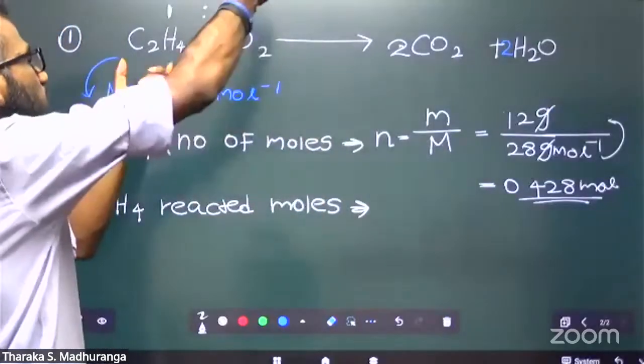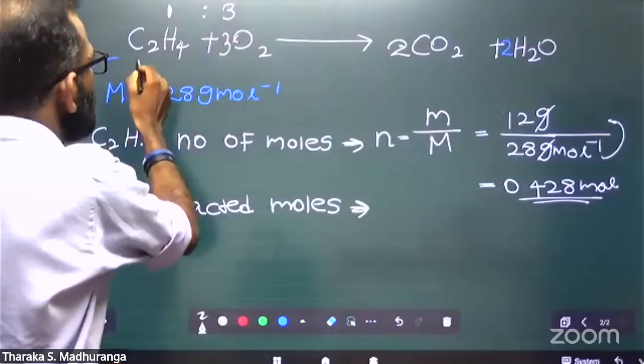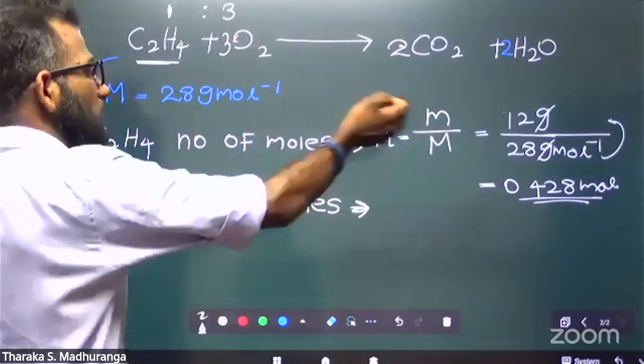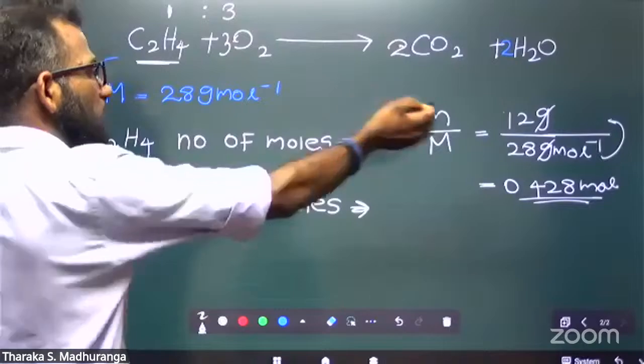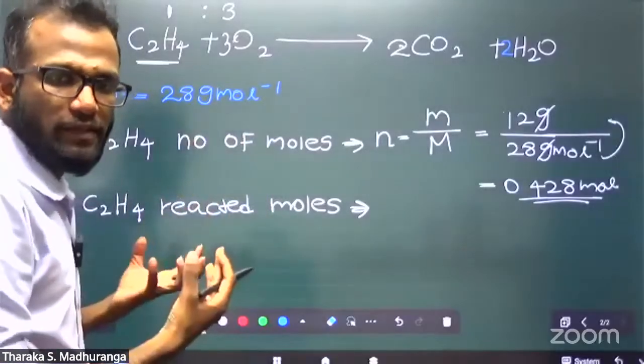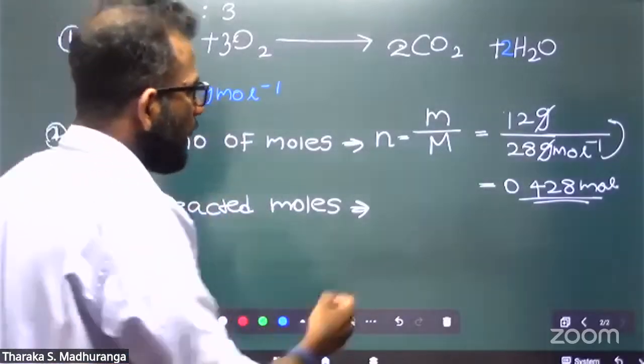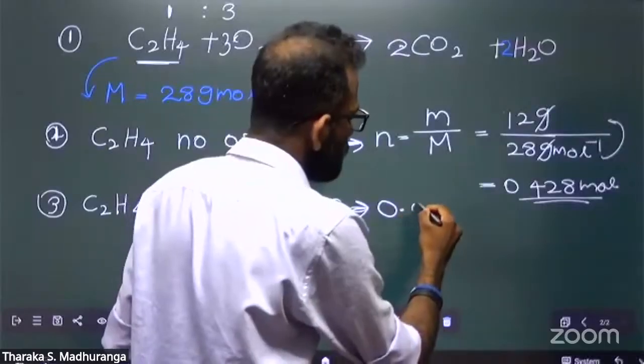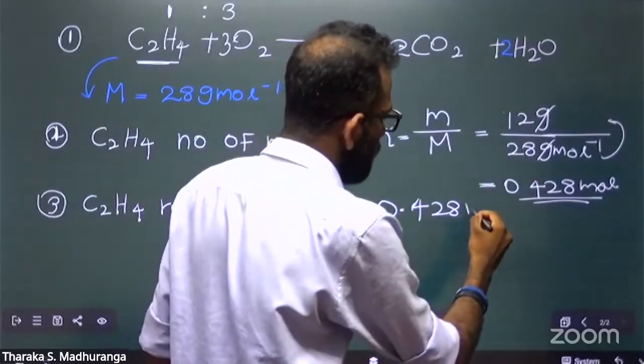To react this much ethylene, the required amount of oxygen is supplied. That's the meaning of oxygen excess. Then the reacted number of moles is also 0.428 moles. No need to consider anything else.